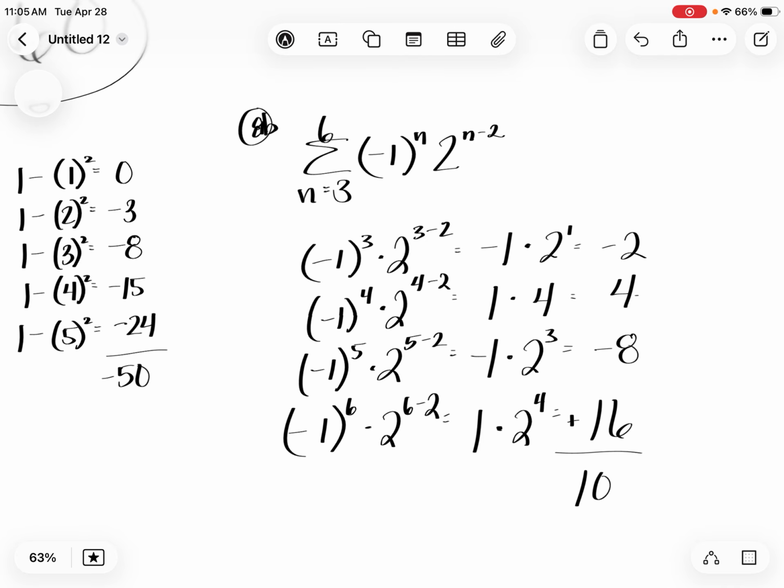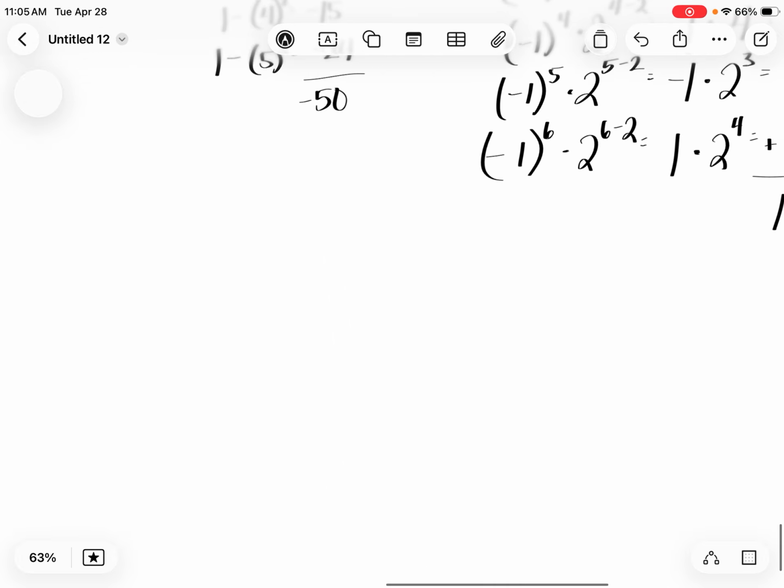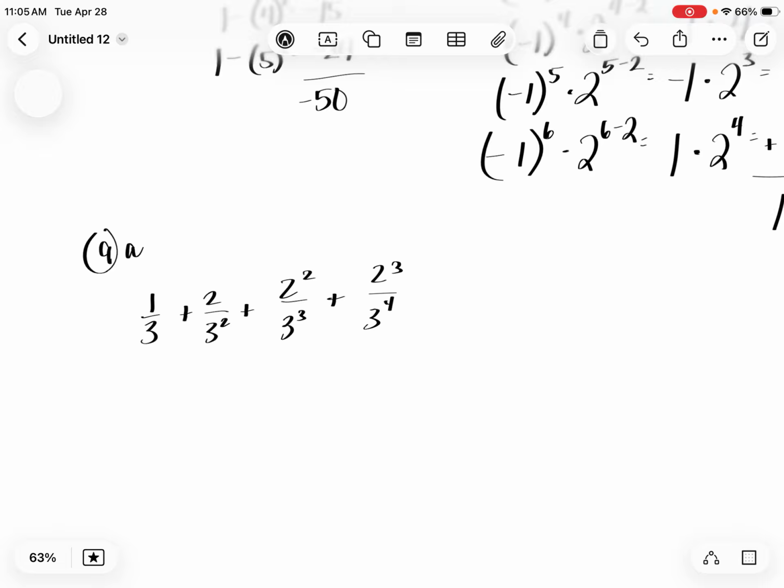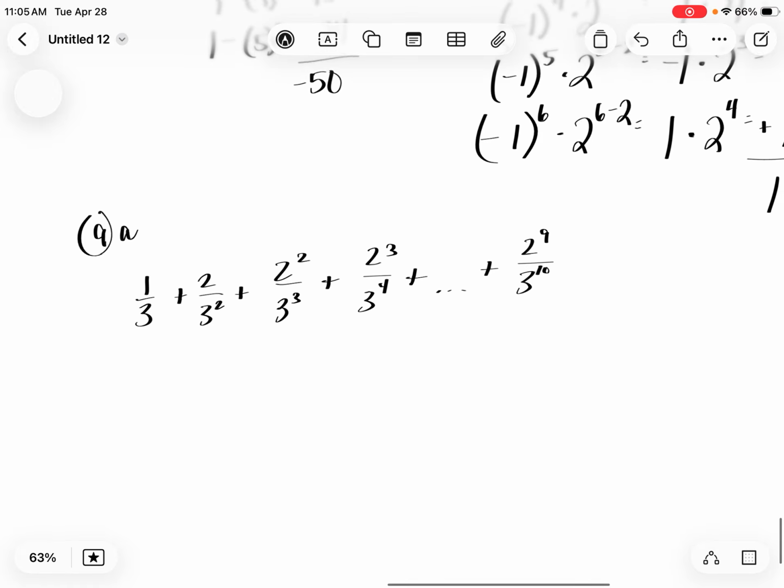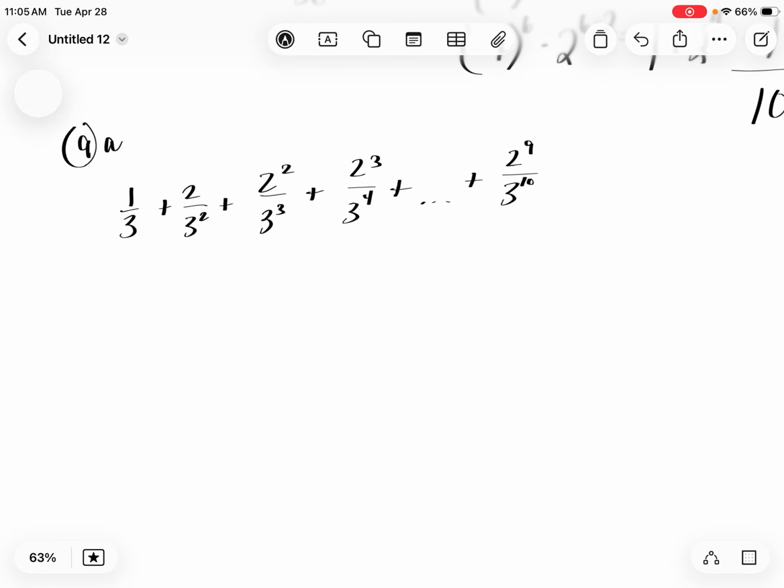Okay. Then number 9 says find the sum, and it gives you 1/3. This is 9a plus 2 over 3 squared plus 2 squared over 3 to the 3rd plus 2 to the 3rd over 3 to the 4th plus dot dot dot plus 2 to the 9th over 3 to the 10th. So you want to figure out if this is arithmetic or geometric. And again, you could figure out all of them and then add them together. That's fine, but that would be a lot.